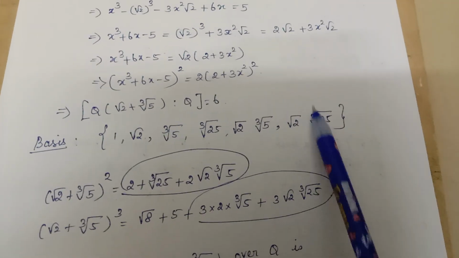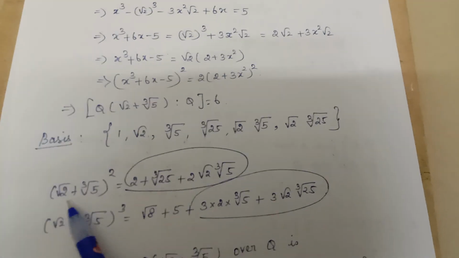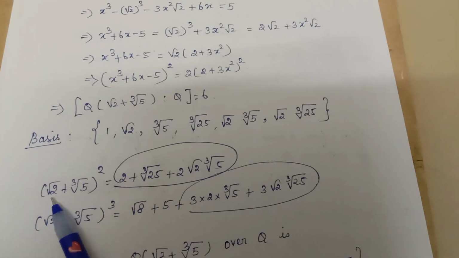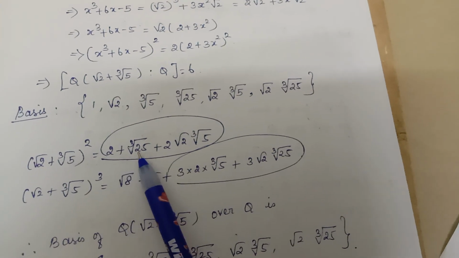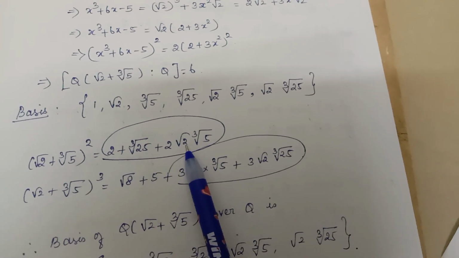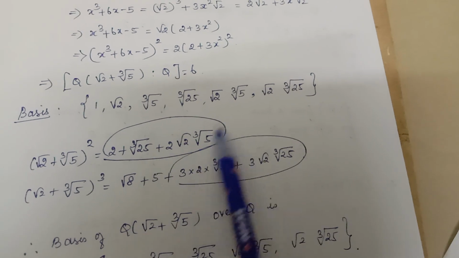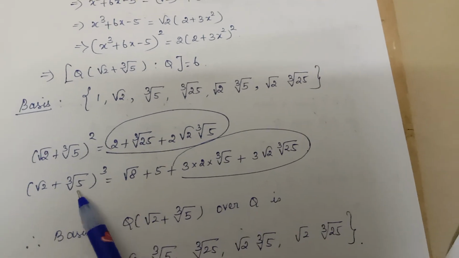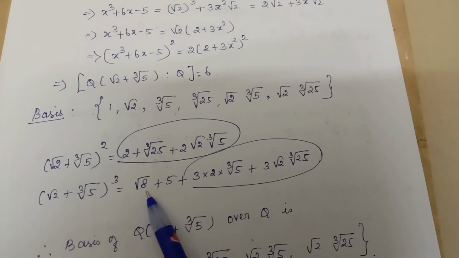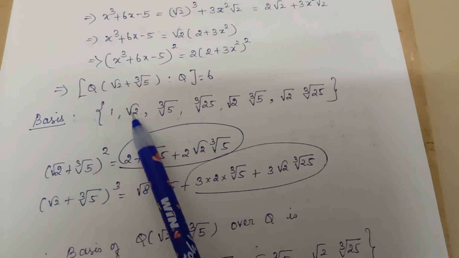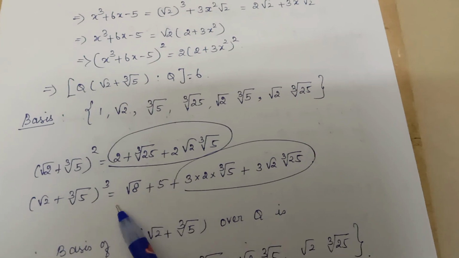If you are not confident about writing this, you do like this. Now you consider √2 + ∛5. If you expand, you are getting ∛25 and √2 into ∛5. So these two elements you have to add here. And if you cube this, what will you get? Square root of 8. Square root of 8 can be written as 2√2. So that will be covered by this element. So no need to take this 8.